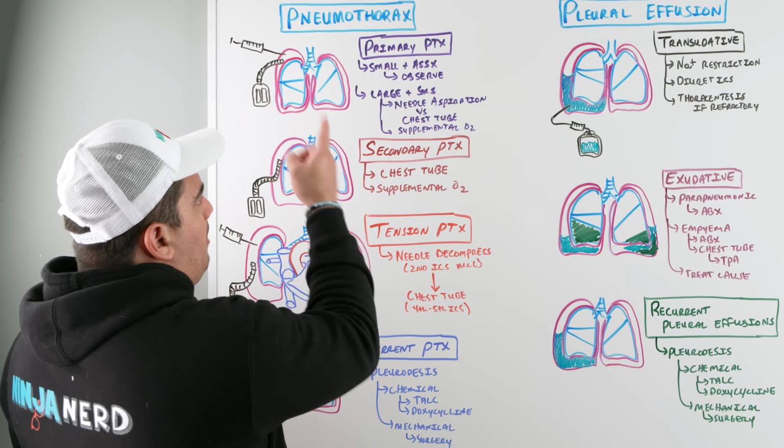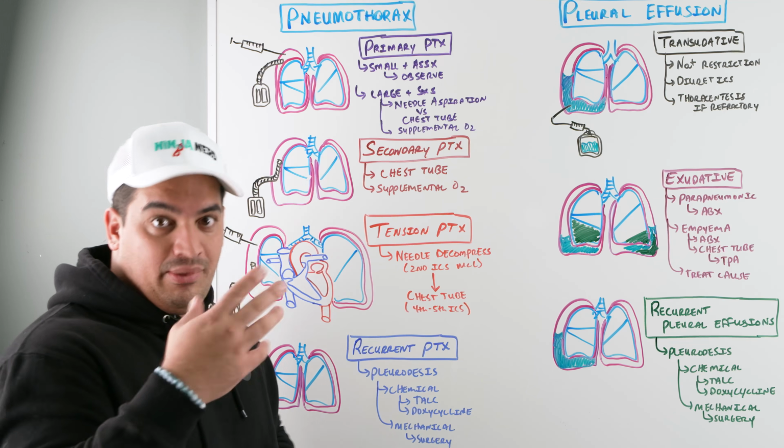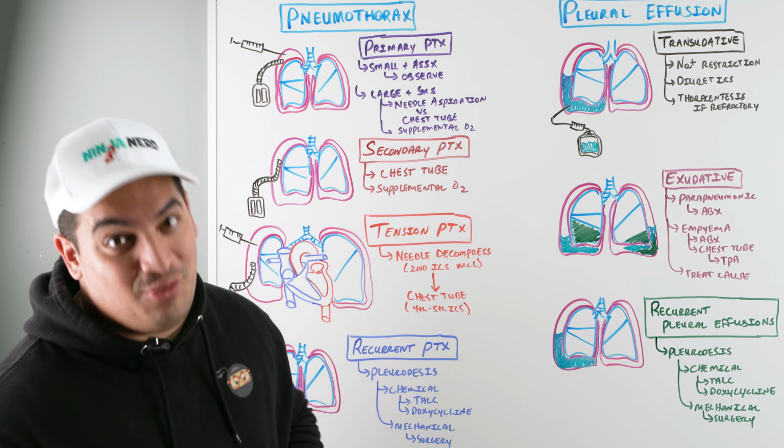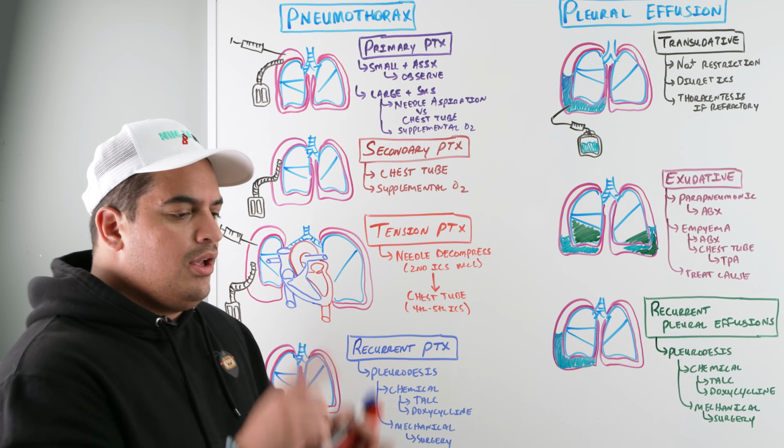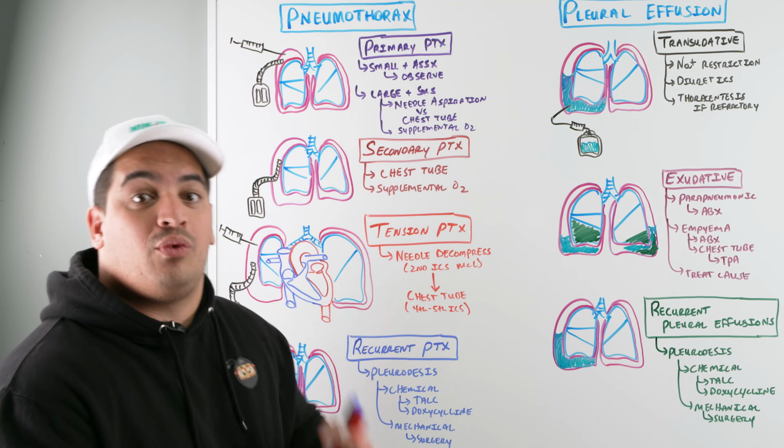So first thing is whenever you have a patient who has a pneumothorax, you wanna differentiate, okay, is it primary or secondary? Is it a tension pneumothorax? And are they having recurrent pneumothorax? So those should be the 4 questions you ask: primary, secondary, tension, or recurrent.